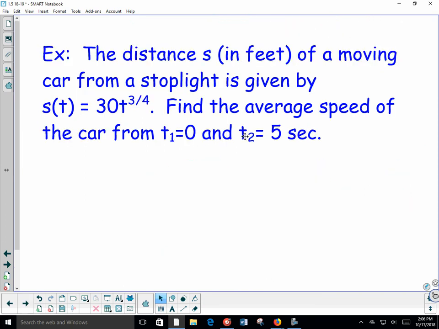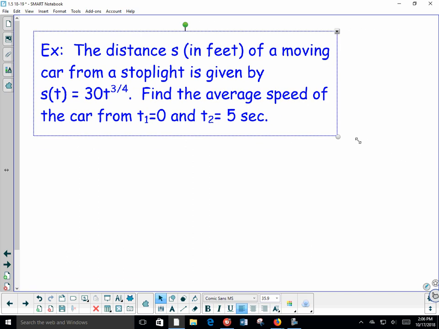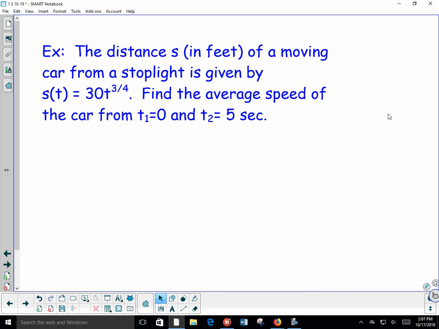Let's take a look at this in the context of a real-life problem. The distance s in feet of a moving car from a stoplight is given by s of t equaling 30 times t to the 3/4 power. Find the average speed of the car from its stopped position at the stoplight, that would be t sub 1 equaling 0 to t sub 2 equaling 5. So we want the average rate of change in the first 5 seconds after the light changes to green. All right, so again, we're going to be using our formula.